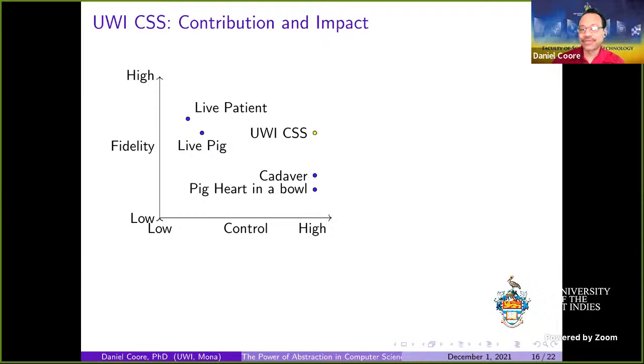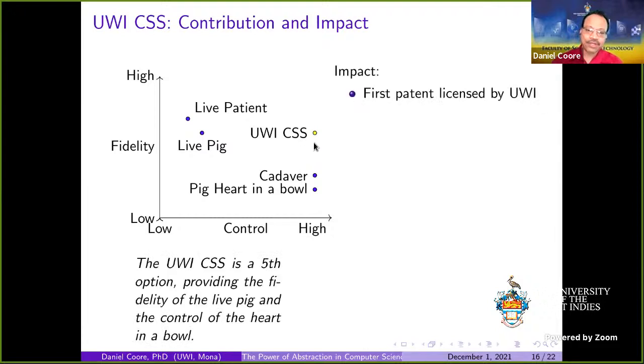And I've seen examples at symposia where the pig just sort of died on the table, and that was not part of the plan, and the lesson had to be cut short at that point. The UE cardiac surgery simulator provided a fifth way. It was a device that had the kind of control that you could execute with a pig heart in a bowl or cadaver, but the fidelity of what a live pig could have offered you. And so it was sort of this sweet spot of ability in this space of control versus fidelity that wasn't available before. And that was the true contribution of the UE cardiac surgery simulator to the discipline.